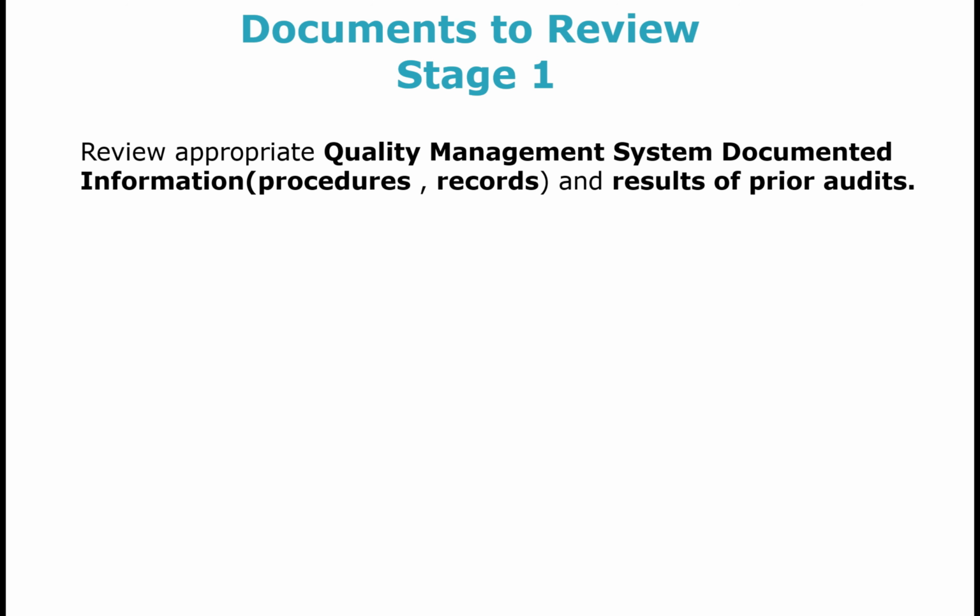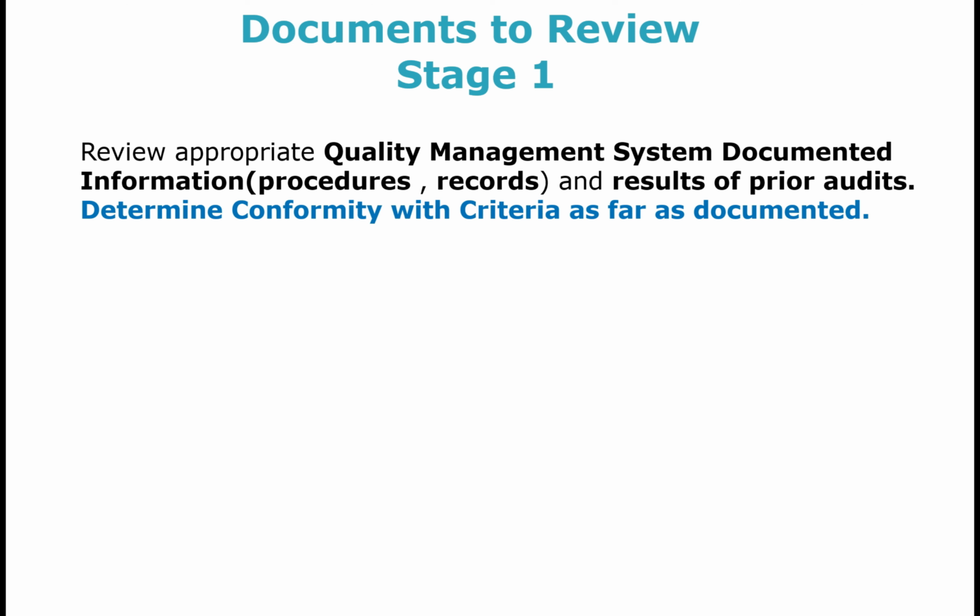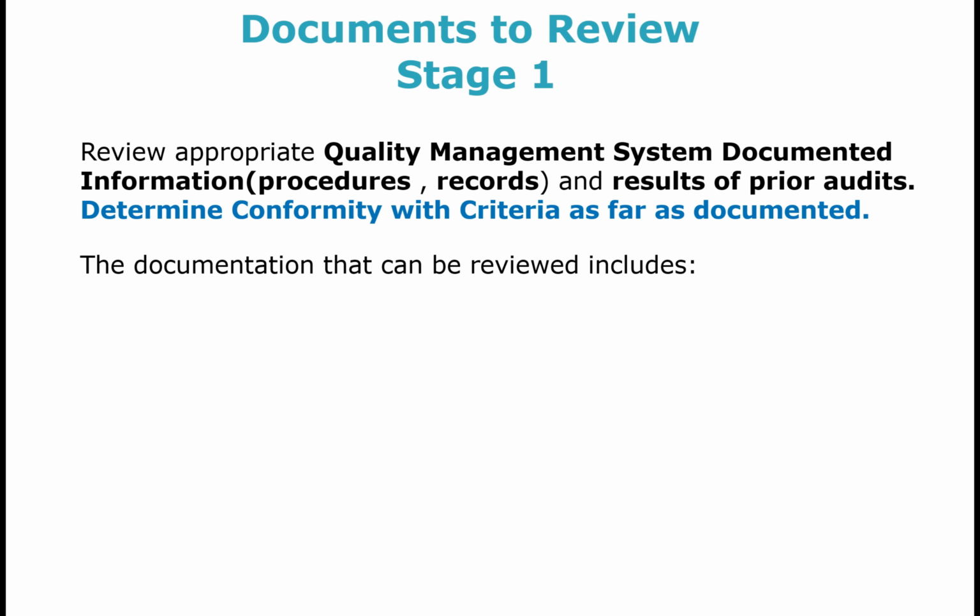So what kind of documents do we review during stage 1? Quality management system documented information. The standard requires certain documented information be maintained and certain documented information shall be retained. So whether they are maintaining and retaining that documented information. We check procedures if they have developed records and results of previous audits. Determine conformity with criteria as far as documented. So we have to see whether they are in conformity to the requirements.